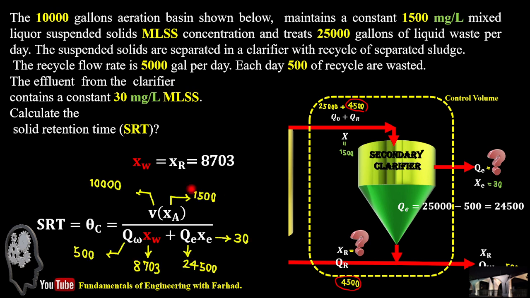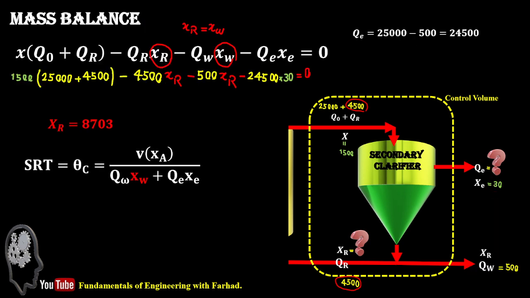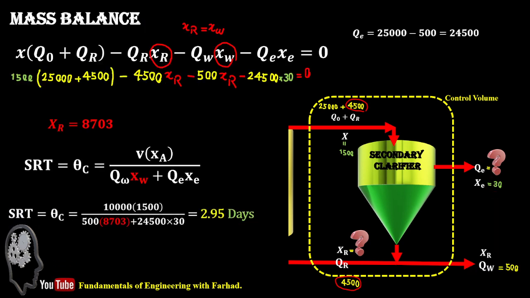and replace the other parts. Volume is 10,000. Biomass concentration in aeration, or coming to the secondary, is 1500. Q waste 500. Concentration, we just replaced it here, 8,703. QE 24,500 times the concentration, which is 30. As soon as you replace them, it gives you the solid retention or residence time within the system, which is 2.95, almost 3 days of solid retention time.